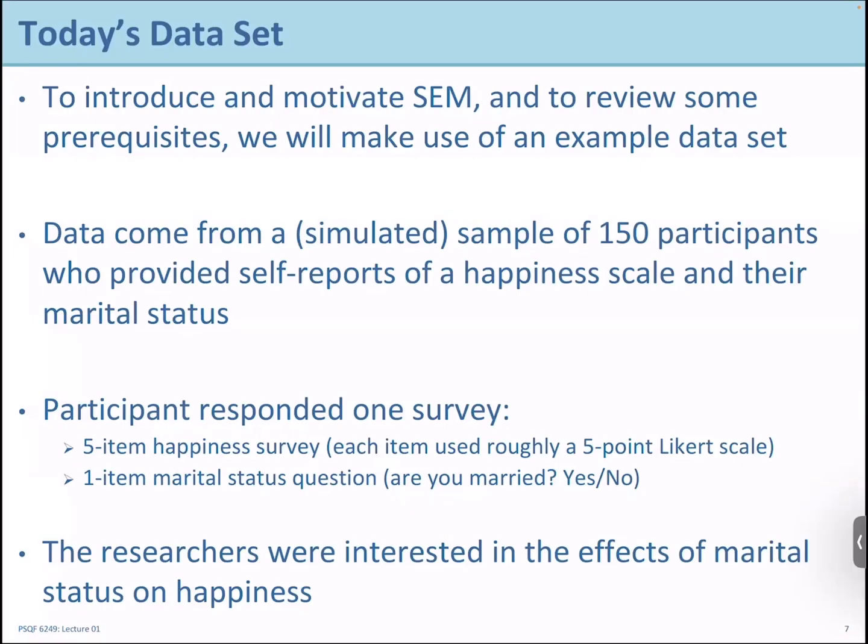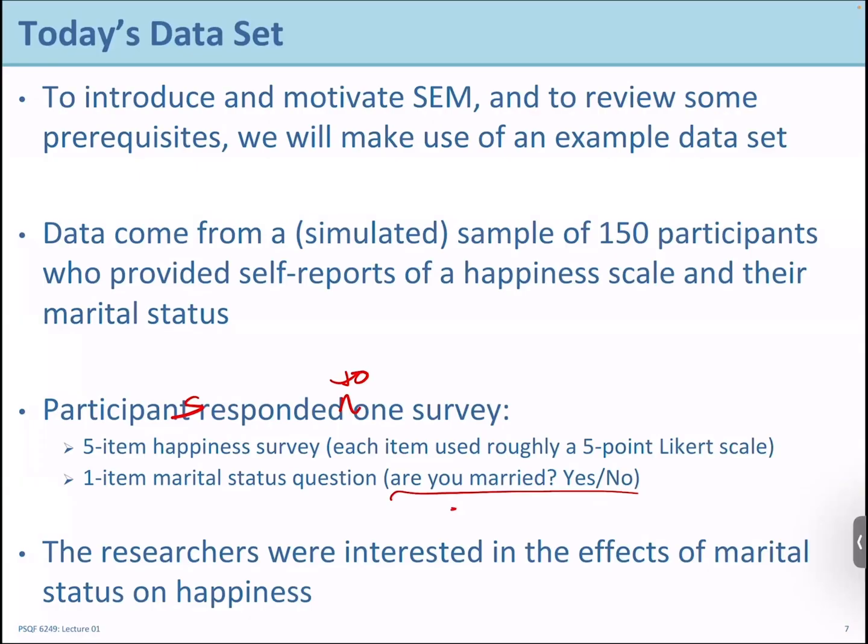This is basically participants responding to one survey. It was a 5-item happiness survey. Each item used roughly a 5-point Likert scale. And I say roughly because if you look at the data, there are decimal points. That's because I generated the data under the model itself. If that doesn't sit well with you, that's why we have generalized models, right? This is using the non-generalized version. And then, are you married? Yes or no, right?